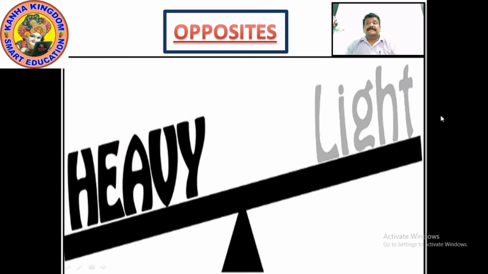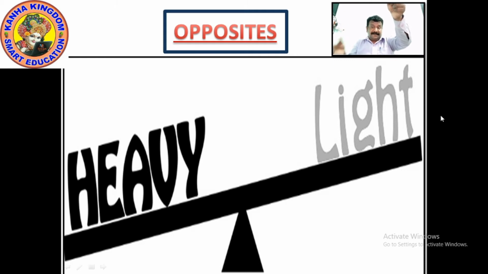Now look at the opposites of heavy and light. Try to balance something on a straight bar. The heavy side always goes down. The thing which is heavy goes down, and the lighter thing goes up. If you go to a vegetable vendor, he holds a weighing scale in his hand, and on one side he puts a 100 grams, 200 grams or 500 grams weight.